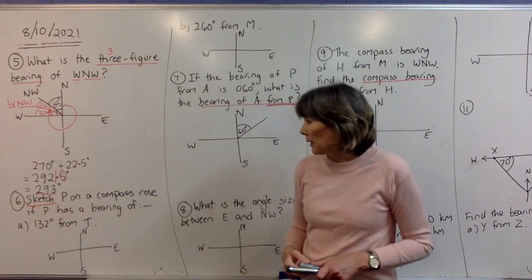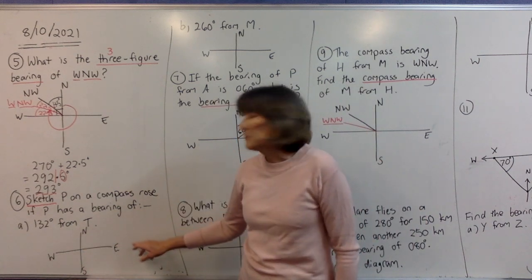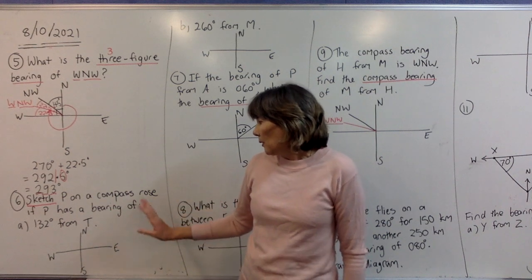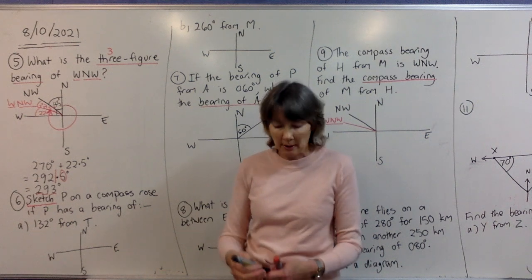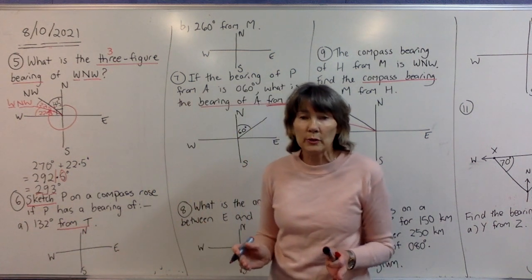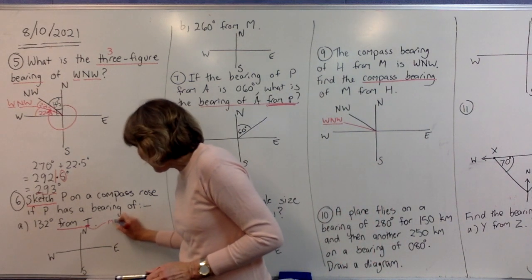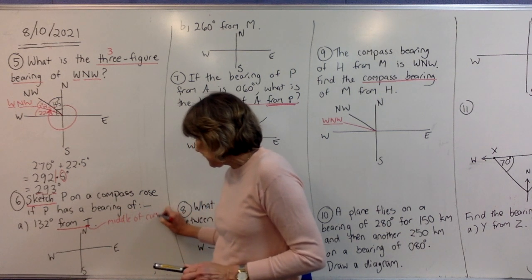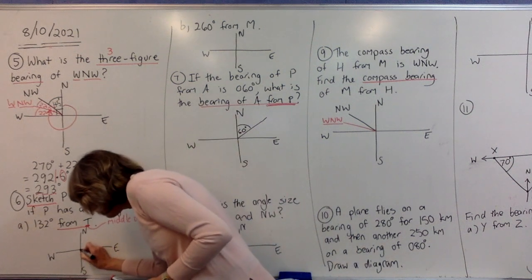Okay, now looking at the next one. We're sketching on a compass rose. Now, I've already drawn up the compass rose. Now let's look at what it says. We're looking at putting P on there, and it has a bearing of 132 degrees from T. Remember, I told you to look at whatever's written after the word from is in the middle of the compass. So we're going to put T into the middle of our compass rose, and here it is.